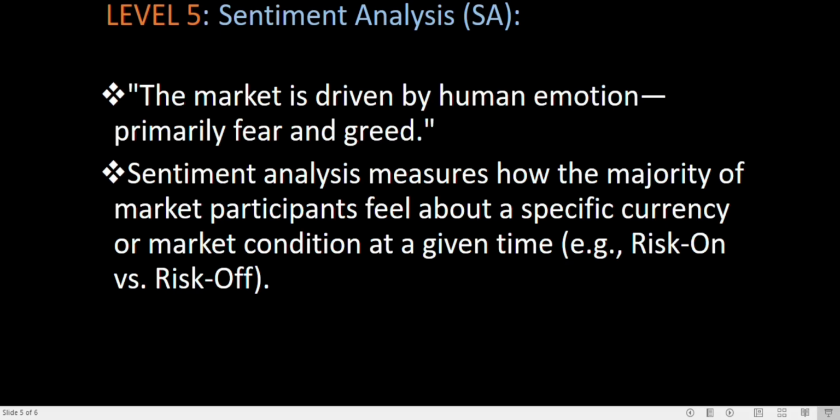Sentimental analysis is basically psychological. It's psychological because it plays with your emotion, your fear, and greed. You understand? The market is driven by human emotion, primarily fear and greed. Sentimental analysis measures how the majority of market participants feel about a specific currency or market condition at a given time, e.g., risk on versus risk off.